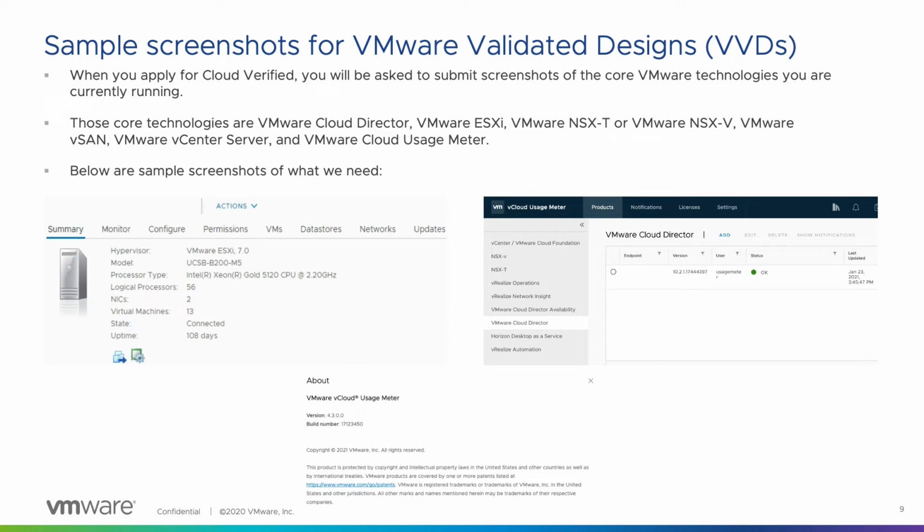You may attach screenshots from the VMware usage meter showing the core technologies and product versions to satisfy the step of the validation process. The core technologies include VMware Cloud Director, VMware ESXi, VMware NSX-T or VMware NSX-V, VMware vSAN, VMware vCenter Server, and VMware Cloud Usage Meter. The screenshots on this page show examples of VMware ESXi, VMware Cloud Director, and the VMware vCloud Usage Meter that a partner is currently running.